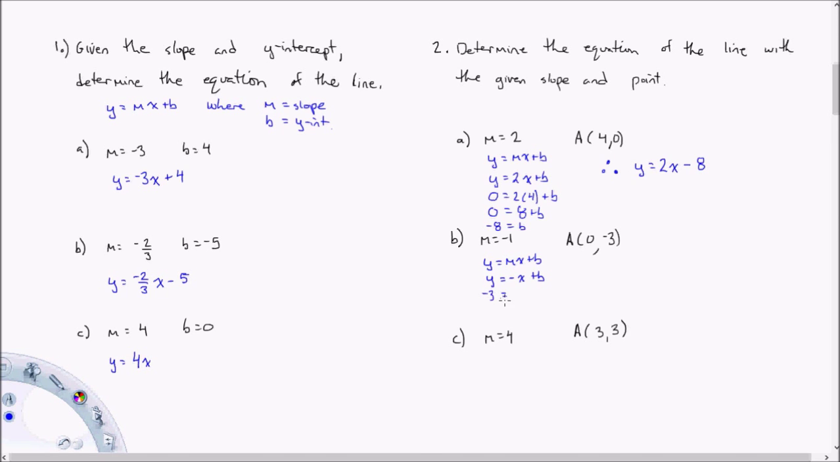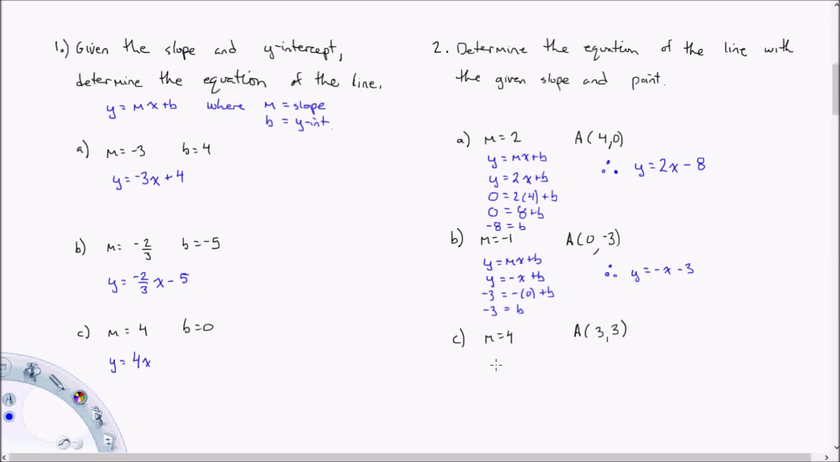So we have negative 3 for a y value that corresponds to an x value of 0. And if we isolate for b, well, negative 0 is 0, plus b is just b, which is equal to negative 3. Therefore, the equation of a line that has a slope of negative 1 and passes through this point A would be y equals negative x, or negative 1 times x, because m is negative 1, plus b, or plus negative 3, which is subtract 3.